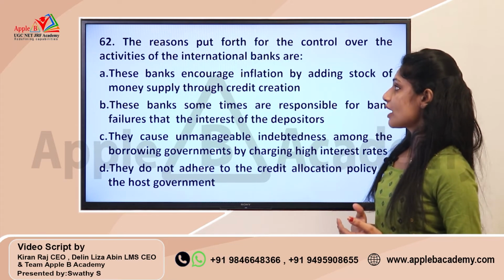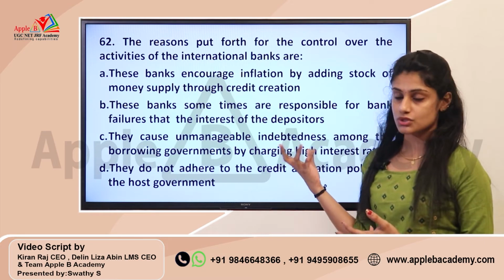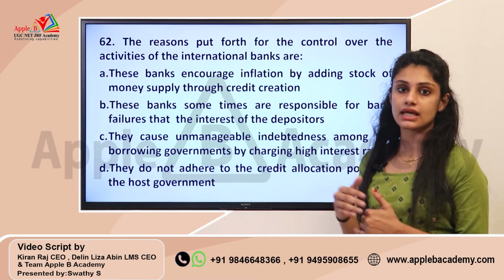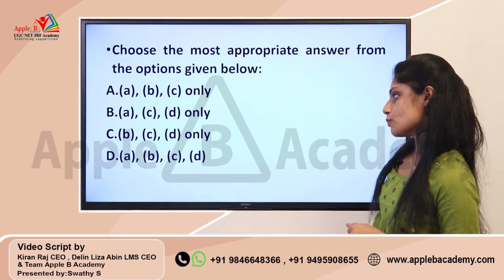Okay. So every point, that is A, B, C, D, all these points are actually the reasons why we are making a control over international banks. So A, B, C, D. That is option D.